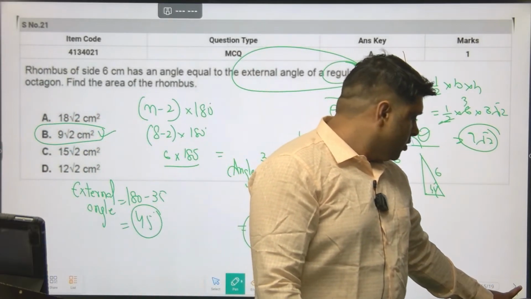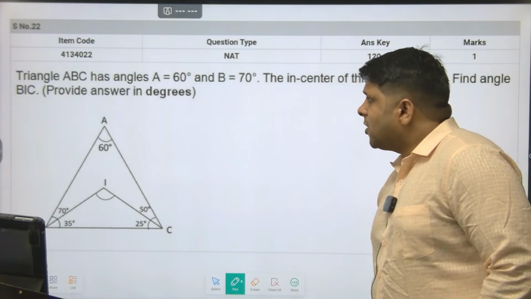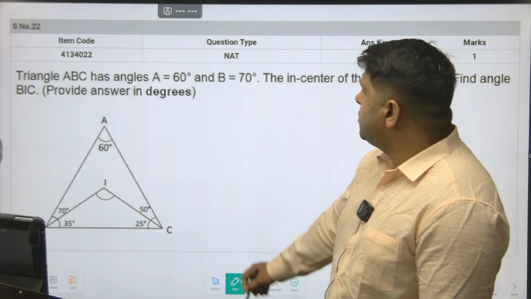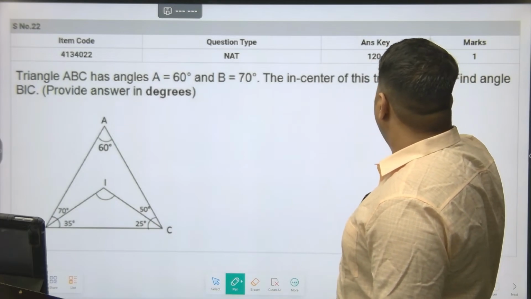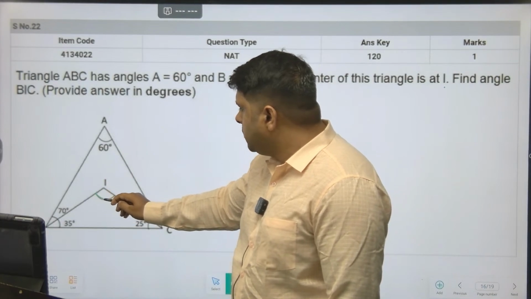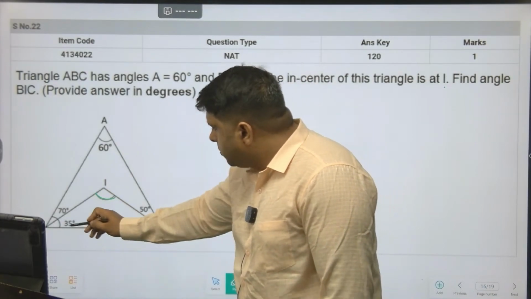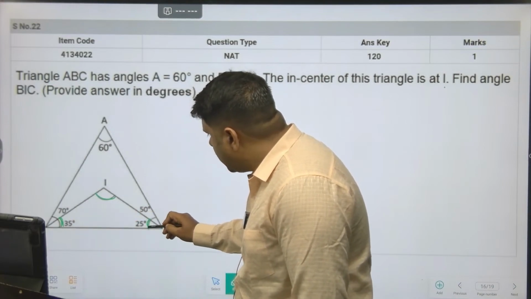Let's move to the next question. If you see here, they are asking: the triangle ABC has angle A 60, B 70. Then the incenter of this triangle is at I. Find angle BIC. So basically they are asking, do you find this angle? They have provided you this angle 35 and this angle 35.